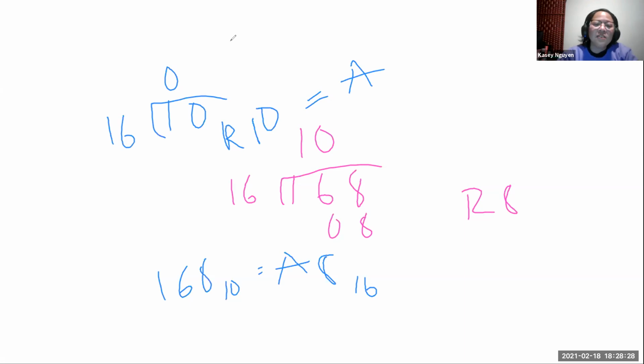Okay, so that shows you how you can do that part using the division method. You start by dividing by 16, write down the remainder because that's going to be your hex value, then take the quotient and divide it again until you get to 0. That's when you stop. When the quotient gets smaller than 16, that is the last step.